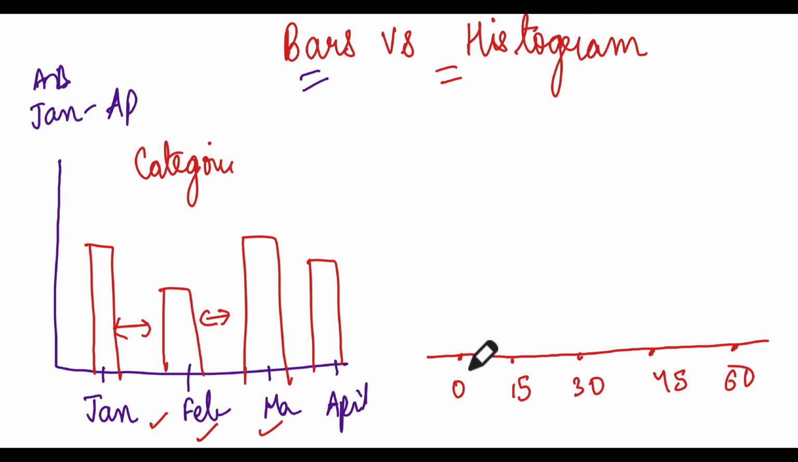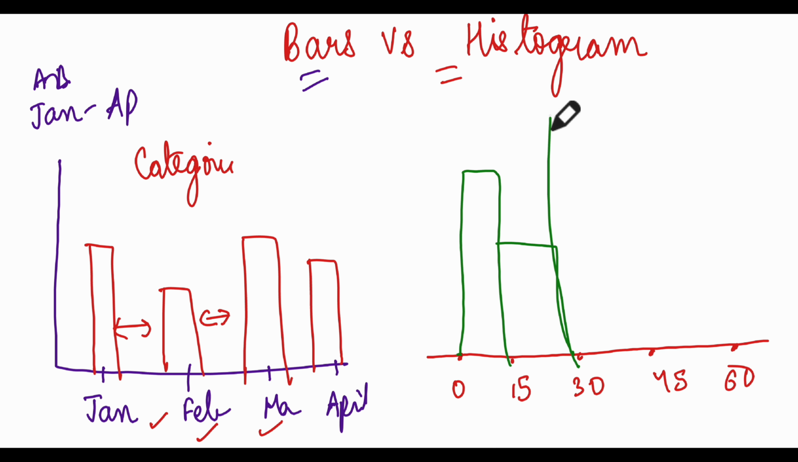So what you do is check, okay, 0 to 15, the sale is this. Between 15 to 30, sale is this. Between 30 to 45, sale is this. And again 45 to 60, sale is this. So this is called a histogram.